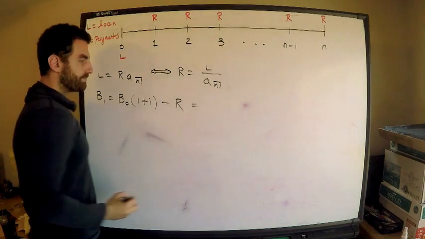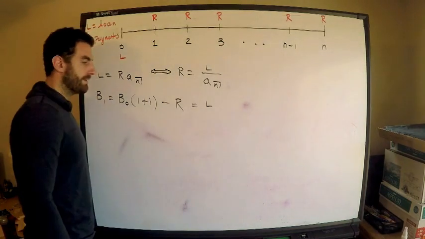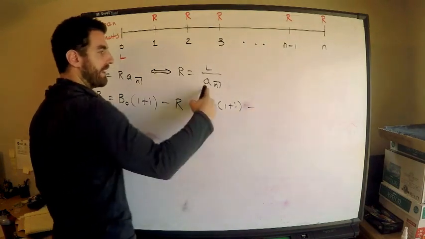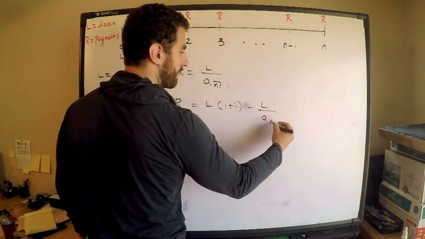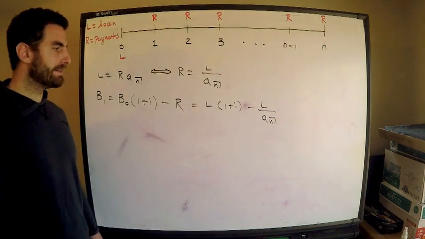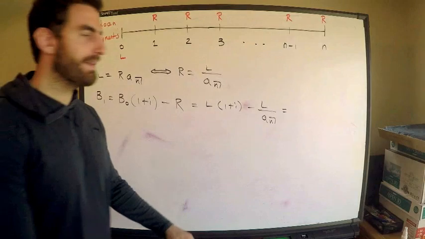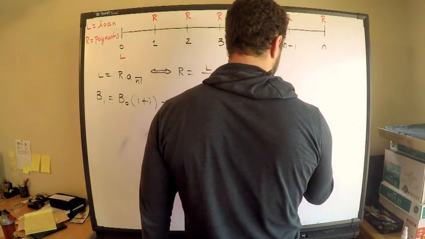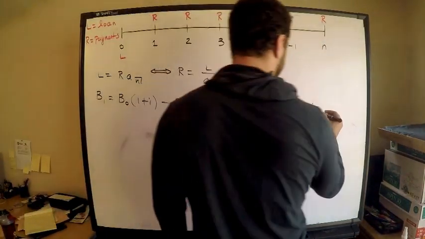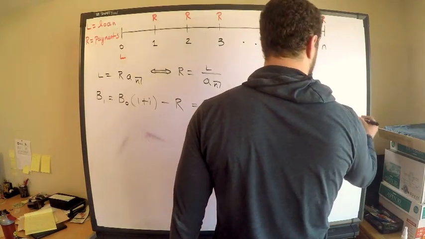So this is equal to, well, b sub 0, as I mentioned. What's the balance in year 0? It's just the loan. So this is the loan, times 1 plus i, minus the payment, which is L over a angle n. All right, that looks not too bad. Let's factor out L over a angle n. What's going to be left over? This is going to be a angle n times 1 plus i, minus 1.